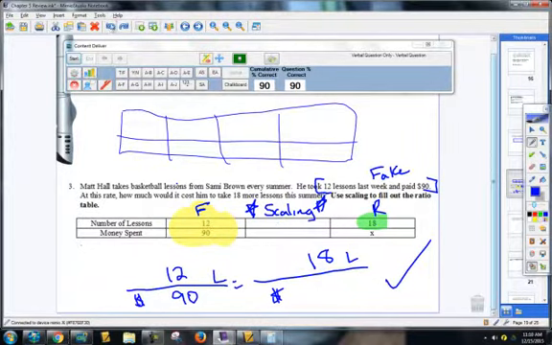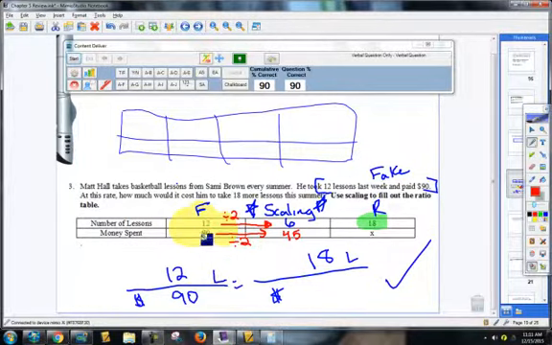So what is the greatest common factor of 12 and 18? It is 6. Now the key is understanding what am I doing to my number of lessons. What am I doing to go from 12 lessons to 6 lessons? I'm dividing by 2. Then it makes sense that if I'm dividing my number of lessons by 2, I divide my amount of money by 2. So that's going to be 45.